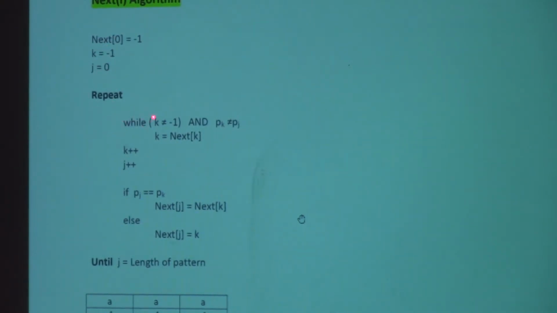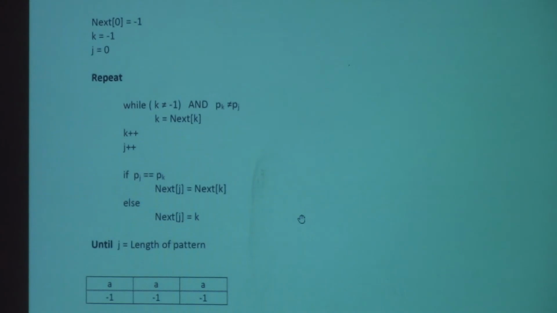We repeat while K is not equal to -1. Well, K is equal to -1. So therefore, what happens to this? Nothing. This loop does not execute at all initially. So K and J go to what values? K goes to 0 and J goes to 1. So 0 and 1, K and J. Now look at this pattern, 0 and 1, right?